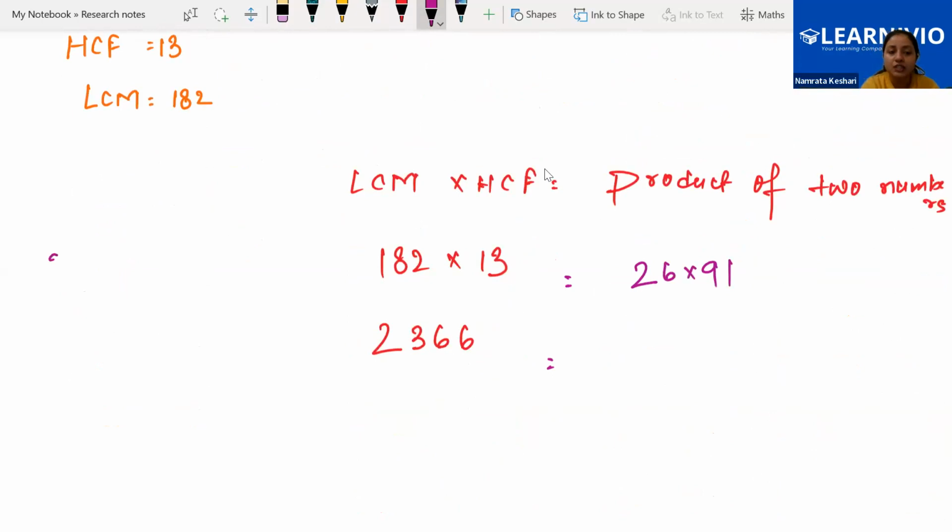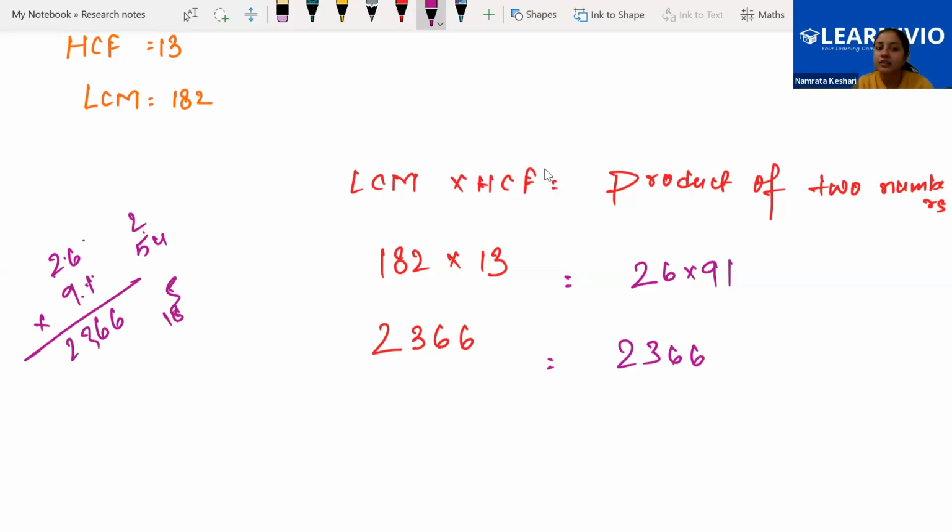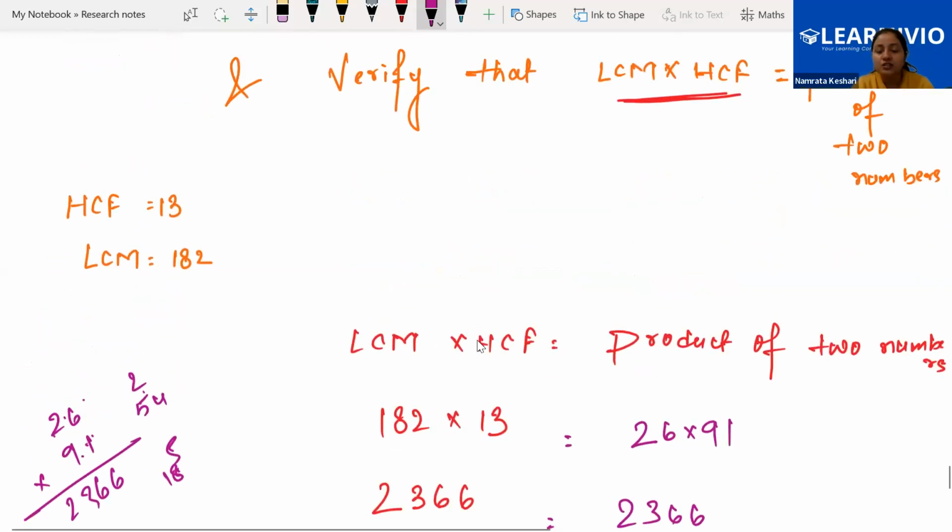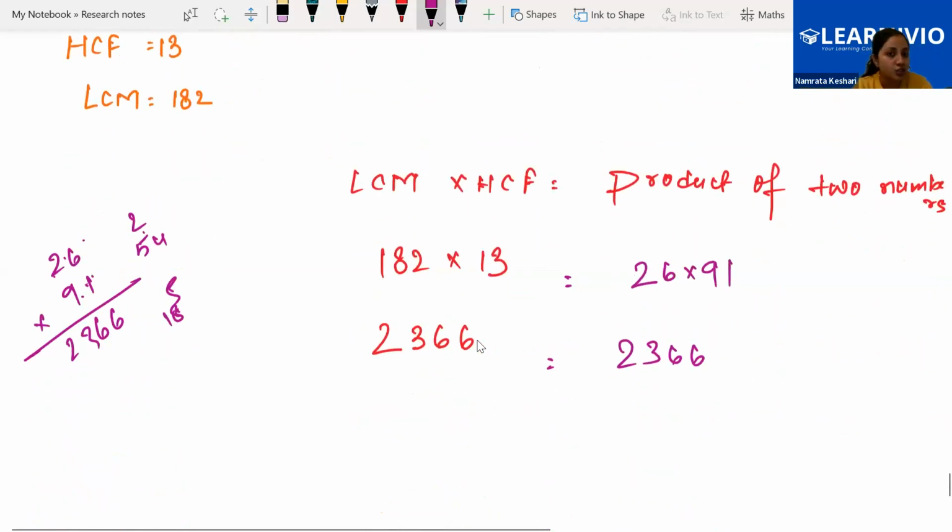Let's do the multiplication, 26 with 91, and let me know what you are getting. Ma'am, the same number, 2366. Okay, 2366. Rest of the students, are you getting the same? Yes, ma'am. Yeah, we are getting the same. Okay, so yes, we have done the verification also.